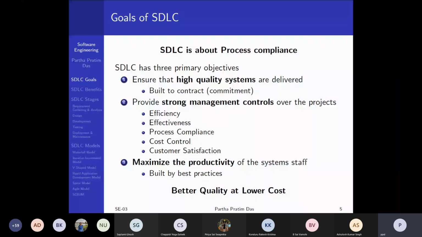So in short, SDLC has three primary goals. One is to ensure that high quality systems are delivered. That is the first goal of SDLC. Whatever you deliver has to be of high quality, ensuring high efficiency.